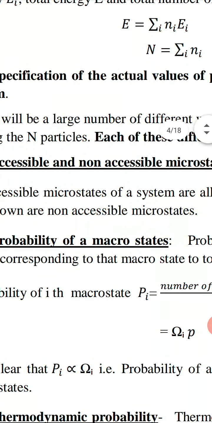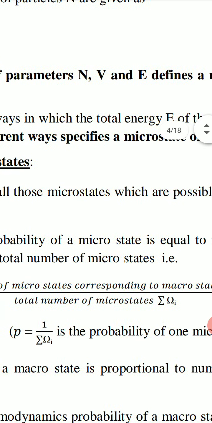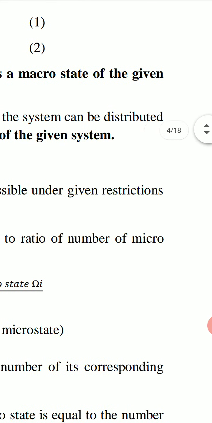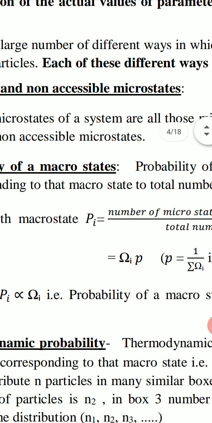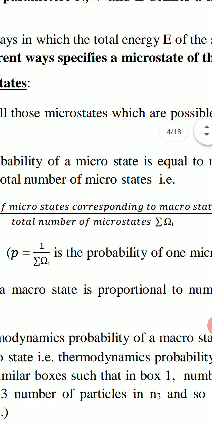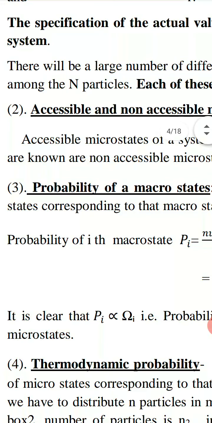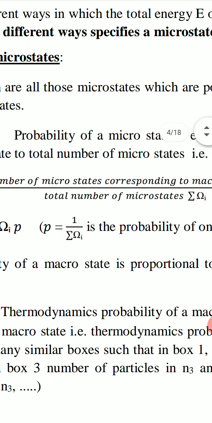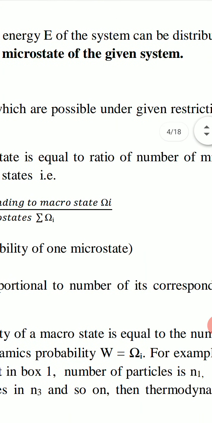The specification of the actual values of the parameters N, V, and E defines a macrostate of the given system. There will be a large number of different ways in which the total energy of the system can be distributed among the N particles. Each of these different ways specifies a microstate of the given system.